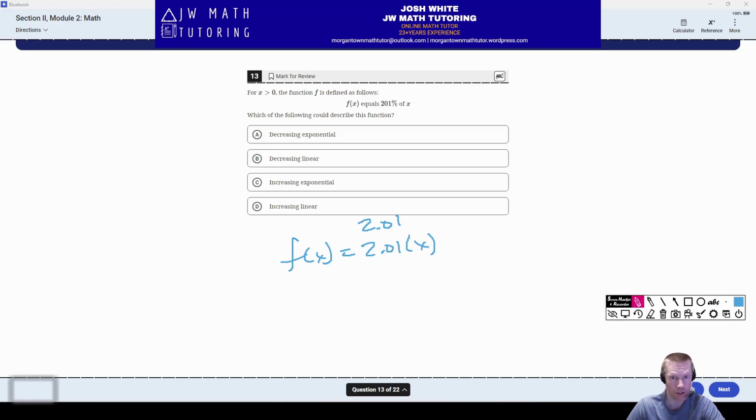So when you just take it and translate and write it out, you can see this is clearly a linear function. It's just y equals 2.01x with a y-intercept of 0 and a slope of 2.01. So it's just an increasing, linear function.